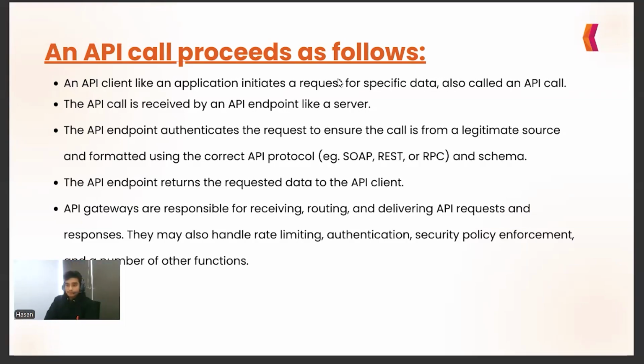We also build security, like how in a native IT infrastructure and operations we have a firewall. We also have API gateways, which are responsible for receiving, routing, rerouting, and delivering the API request to the relevant server with an authentication mode. They should handle rate limiting, authentication, security policy enforcement, and a number of other functions, which make the entire API call a legitimate, secure, and safe way of communication. Hence, the application logging a request from an endpoint to a server is called an API call.